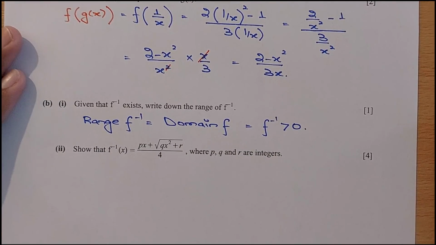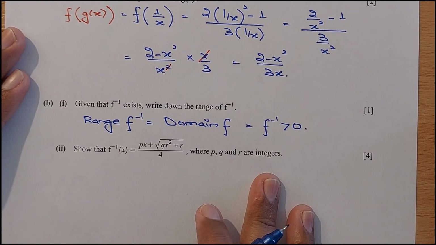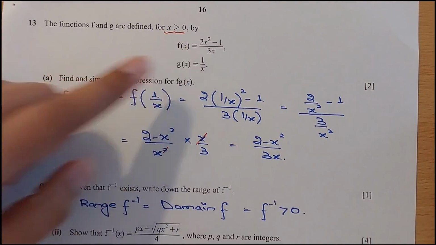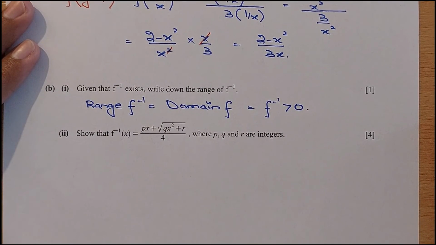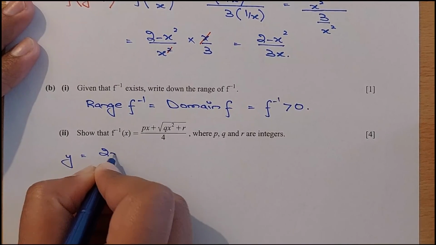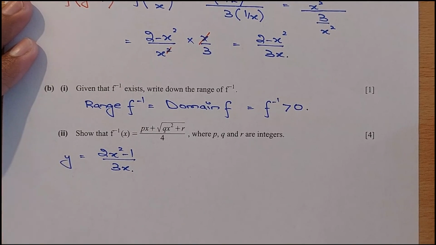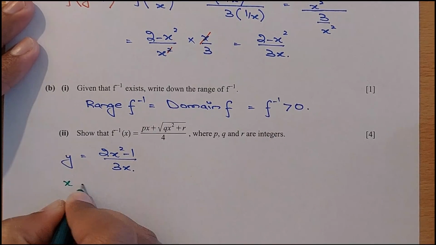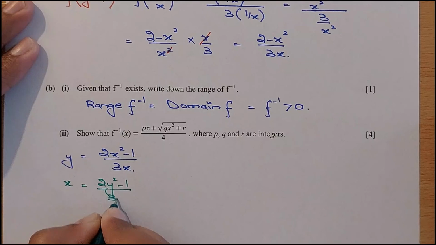Now for the second part, show that f inverse equals this, where p, q, r are integers. Okay, so this is f of x. So let me solve for f inverse of x. The first step, we need to substitute f of x equals y. So y is equal to 2x square minus 1 over 3x. Now in the next step, we need to replace the variable x with y and y with x. So this is x equals 2y square minus 1 over 3y.